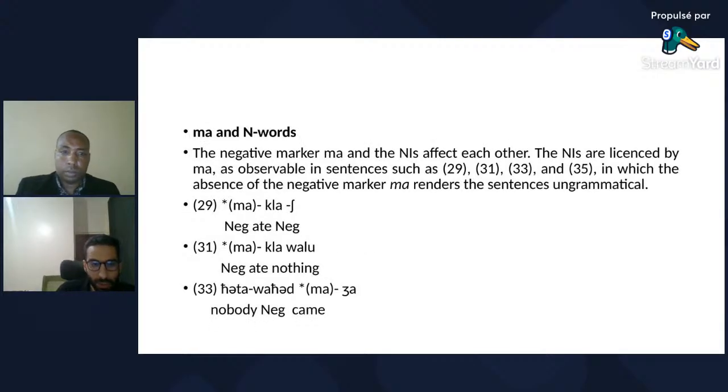Ma and n words. The negative marker ma and n words affect each other. The negative items, or n words, are licensed by ma, as observed in sentences such as 29, 31, 33, and 35, in which the absence of the negative marker ma renders the sentence ungrammatical. Okay, so we cannot say clash, and we cannot say klawalu, and we cannot say tawahed ja. So ma is obligatory.